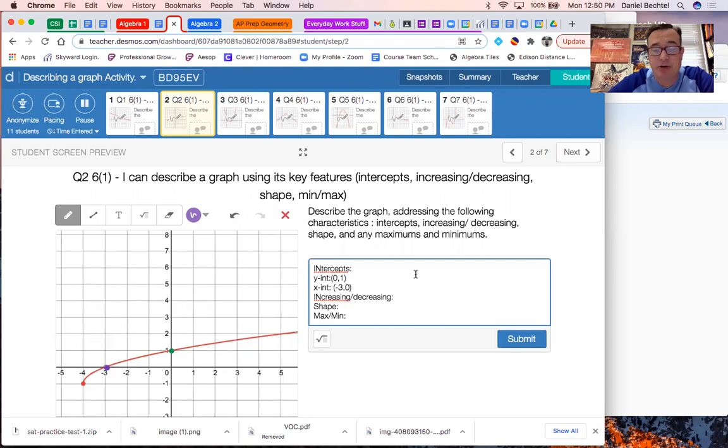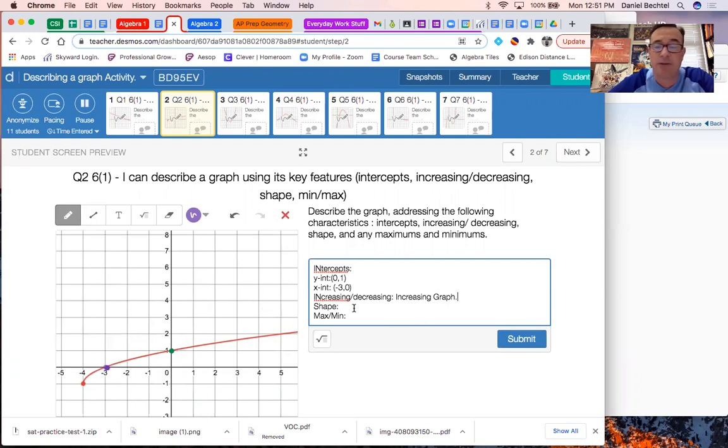Now, increasing or decreasing. What I think about is it starts at a point, and then as I go to the right, does it go up or down? You guys tell me, does it go up or does it go down as I go to the right? What direction is this going? It's going up. If this goes up as I go to the right, we say that this is an increasing graph. If it goes down to the right, then we know that it's a decreasing graph.